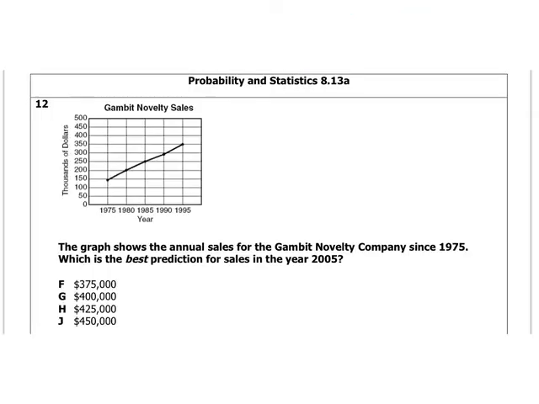The graph shows the annual sales for the Gambit Novelty Company since 1975. Which is the best prediction for sales in the year 2005? So take a look at the graph and read. Here's 75, 80, 85, 90, 95. So this would be the year 2000. Let's go ahead and label that in.